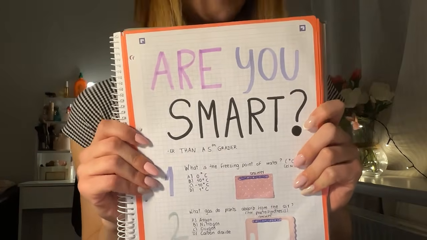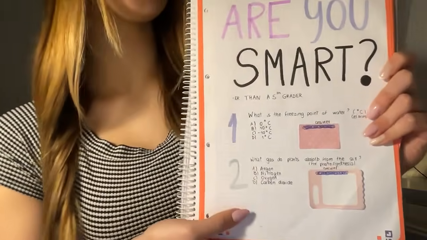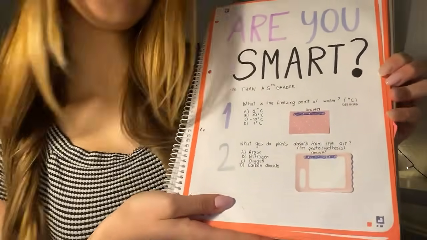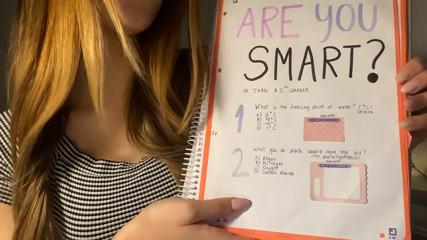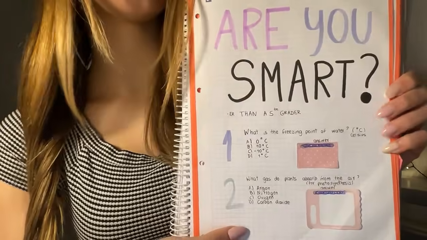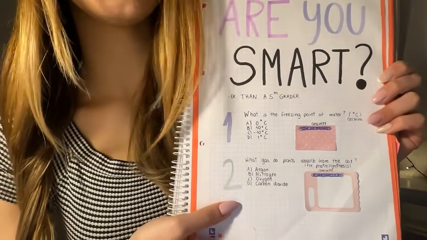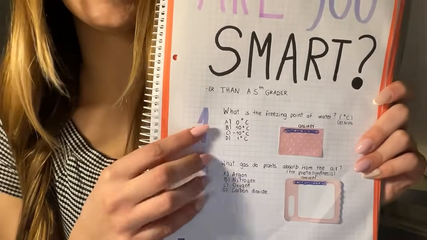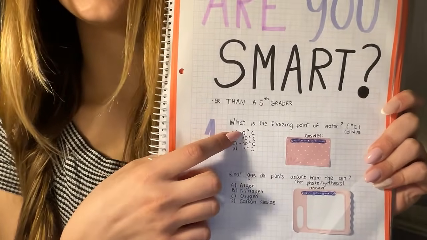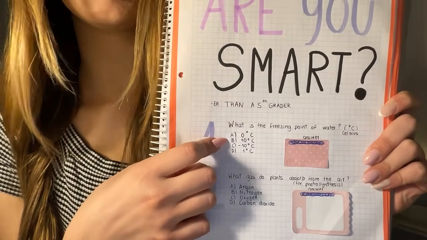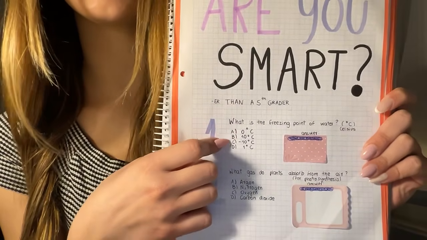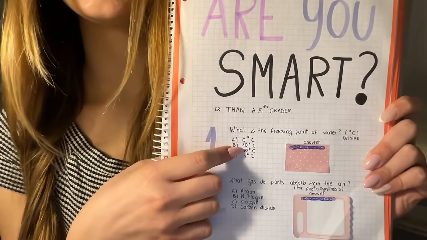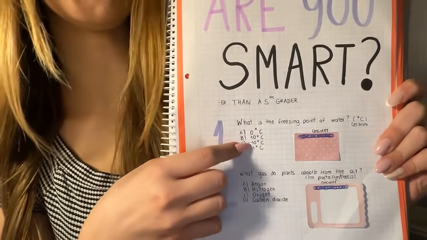Let's just get started. So, the first question is, what is the freezing point of water in Celsius degrees? We have 4 options. Do you think it's A, 0 degrees, B, 10 degrees, C, minus 10 degrees, or D, 1 degree?